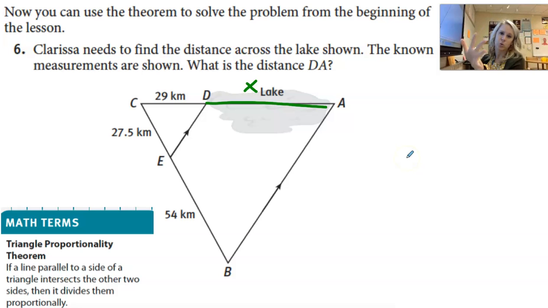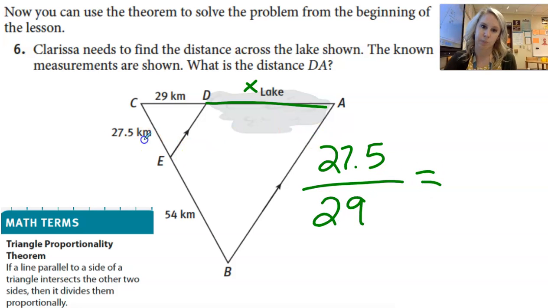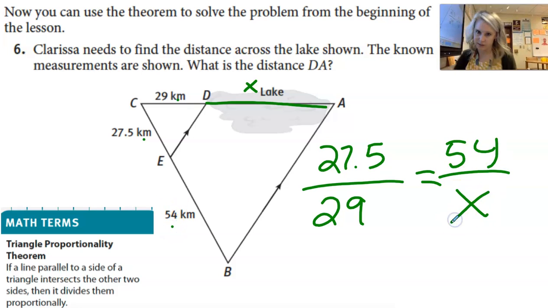So let's say 27.5 over the other part, you get to pick. I'm going to go from left to right. So 27.5 over 29 equals, so part over part equals part, I got to come back to 54 over x. And then that is a whole lot faster problem than it would have been.